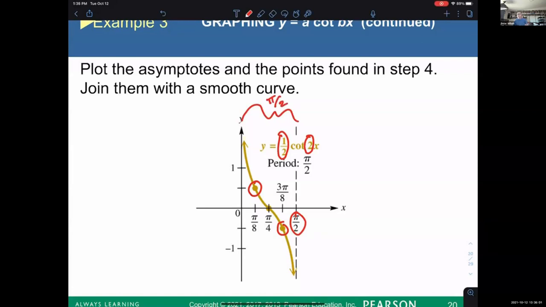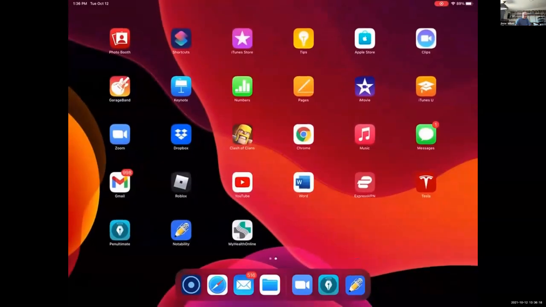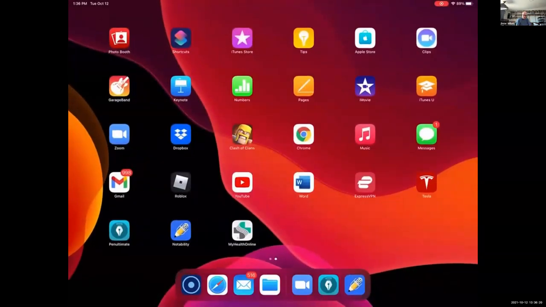So by looking at these and summing up these results, you get an idea of how to modify the original function with the multipliers that were put in there, just as we did with sine and with cosine. All right, so let's see if we could take a quick look at the homework and see if some of the problems become doable with this understanding.